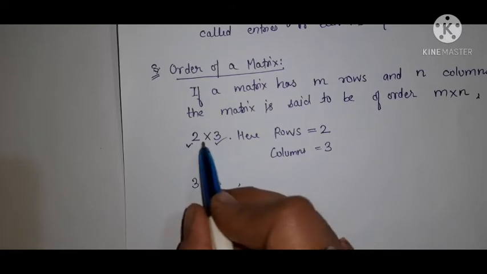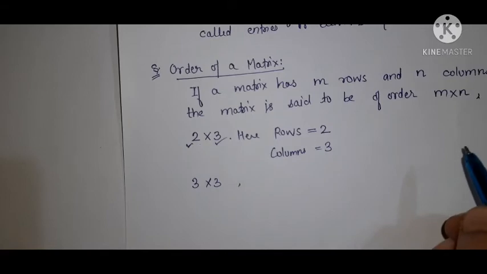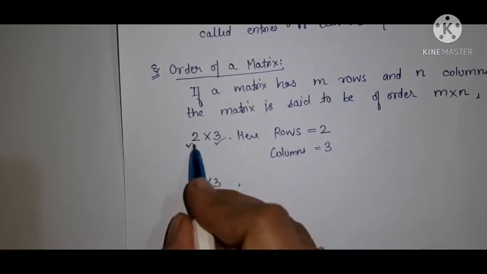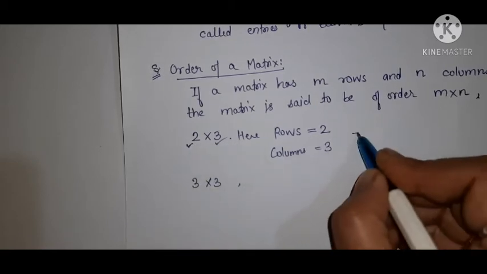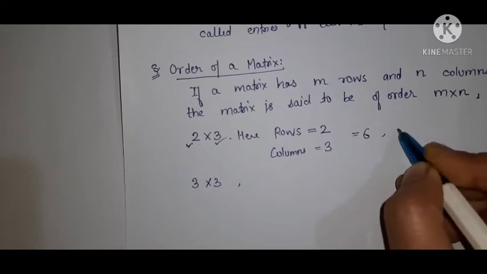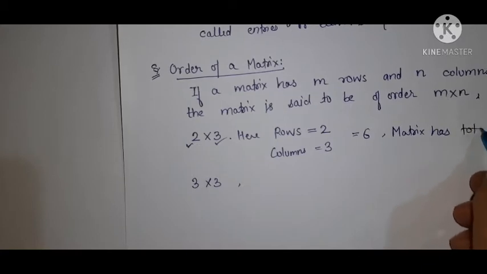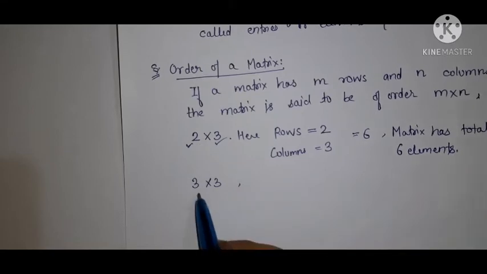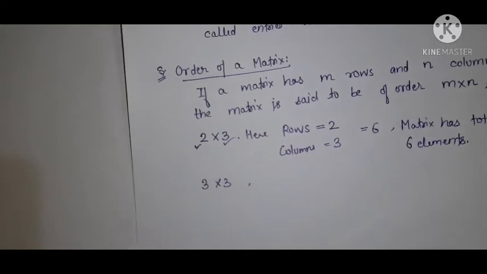And the product of number of rows and number of columns gives the total number of elements in a matrix. Suppose here you have number of rows 2 and number of columns 3. 2 into 3 is 6, means this particular matrix has total 6 elements or entries. Here 3 cross 3 means 9. This matrix has total 9 elements.